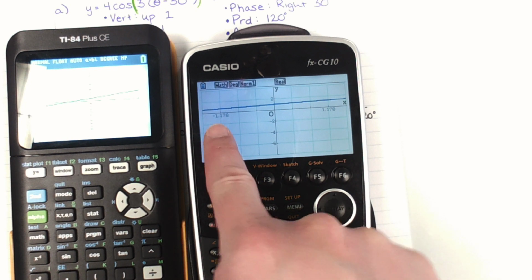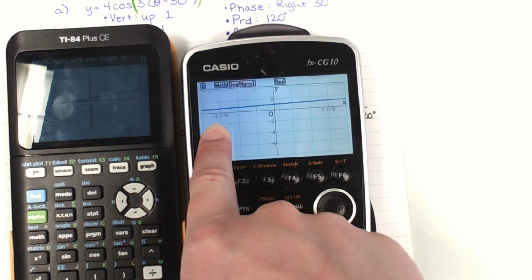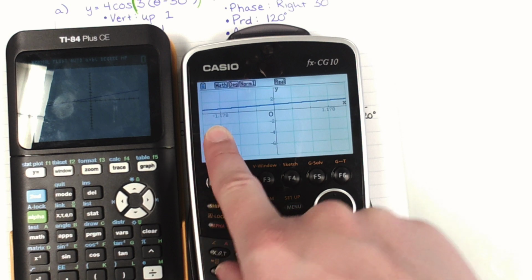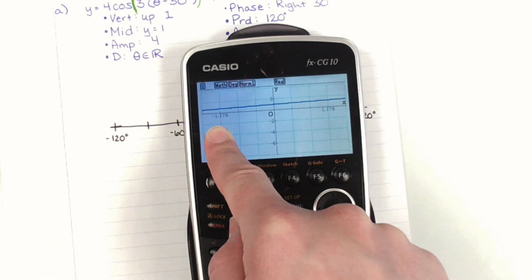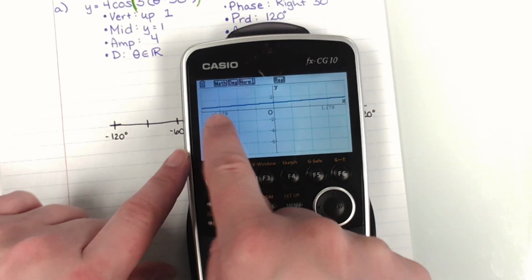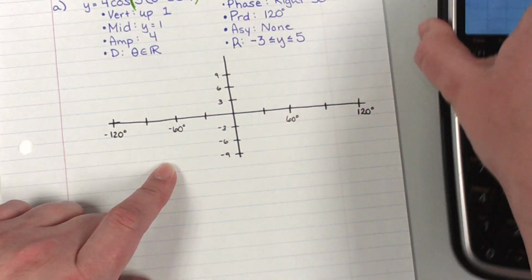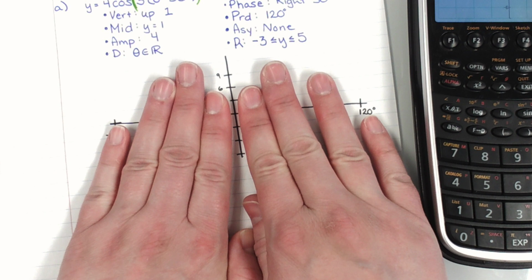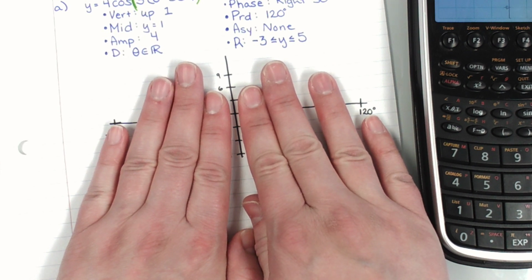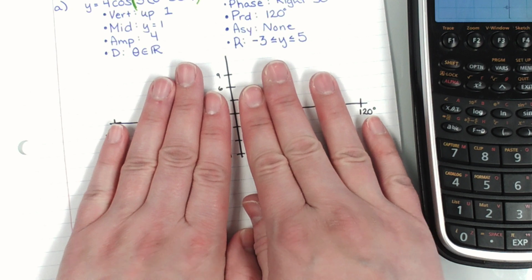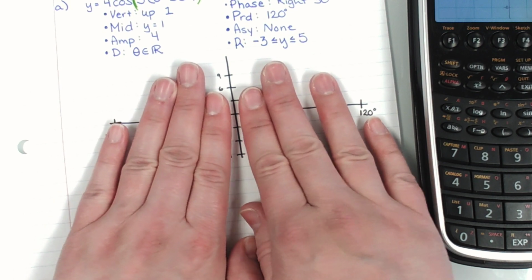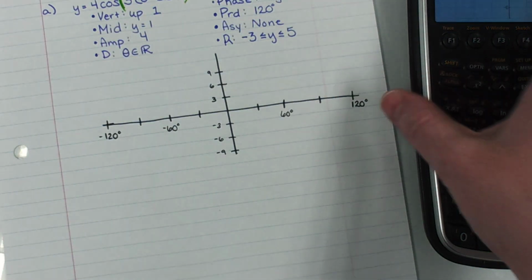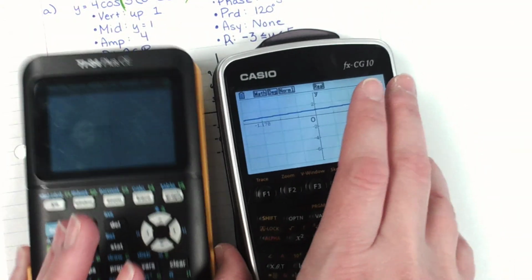Because remember that negative 1.1 whatever? In other words, this calculator is showing me like this tiny bit of my graph. Is that all the graph we want to see? Is that tiny little bit between my pointer fingers? No. So, we have to change our viewing window.